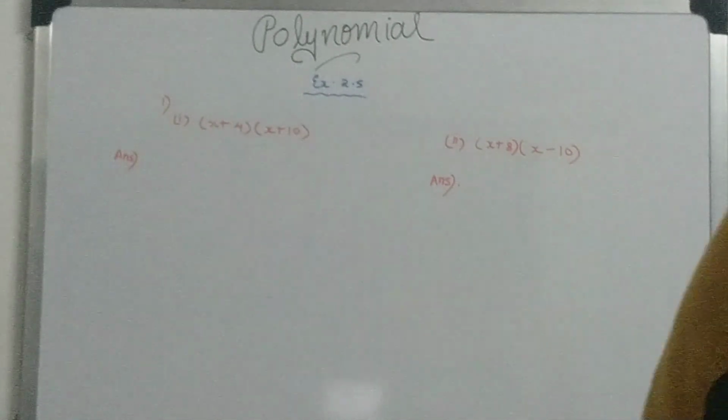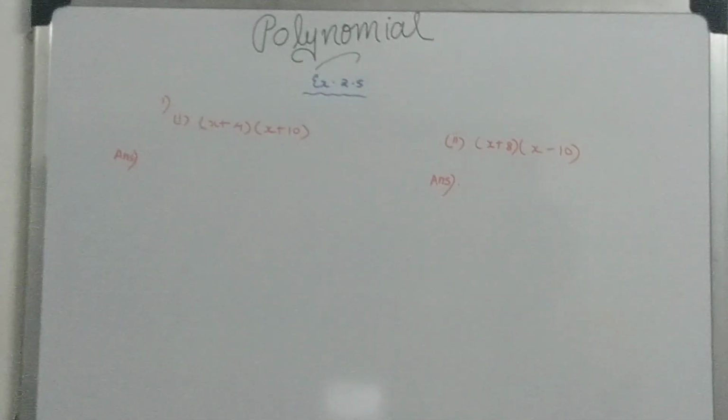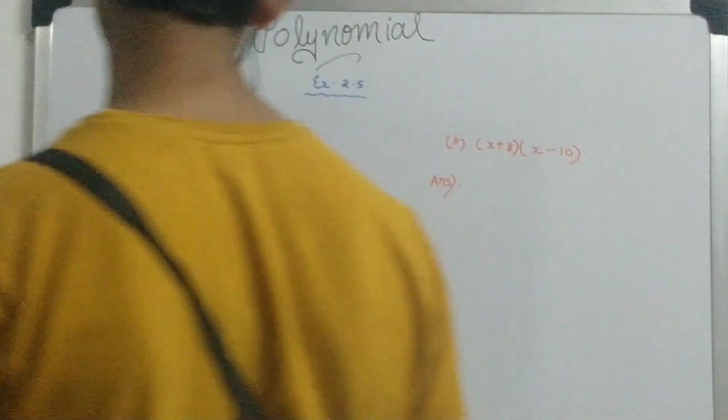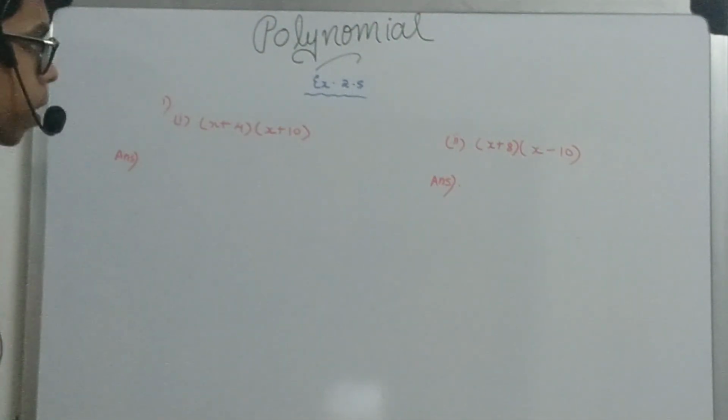Okay, so now let's move on to our exercise number 2.5. Here we have to use the identities that we have learned and solve the questions. The first one: use a suitable identity to find the following products. Basically, we have to evaluate the given quantities.